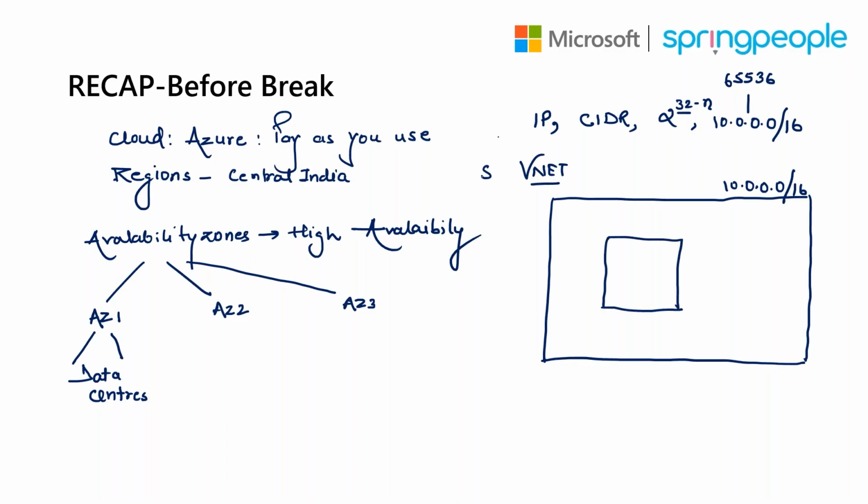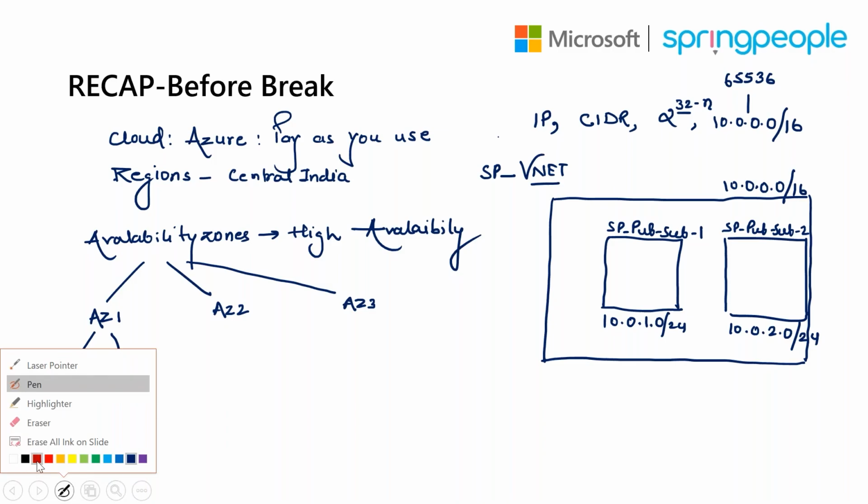Then we created two public subnets in the VNet. We created SpringPeople VNet. We created SpringPeople public subnet 1. We created in the VNet SpringPeople public subnet 2. We gave it a CIDR 10.0.1.0/24. We gave it a CIDR 10.0.2.0/24. Then we created one route table. Let me choose a different color for the route table.